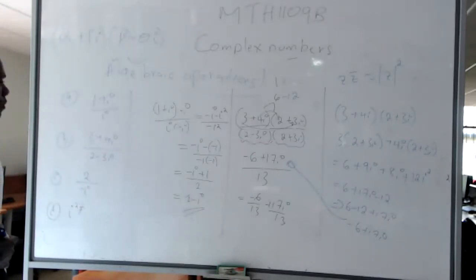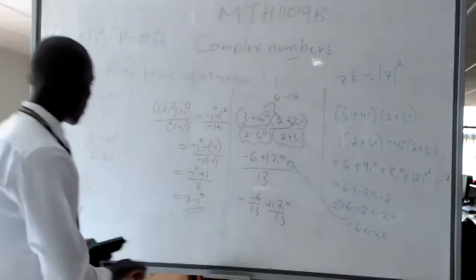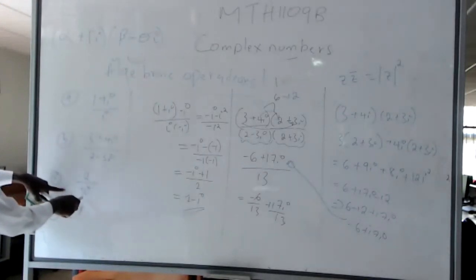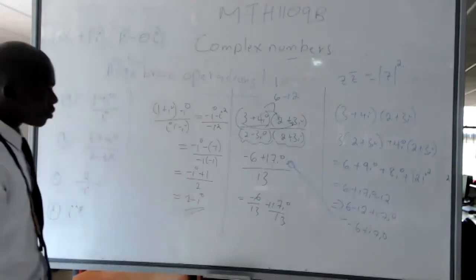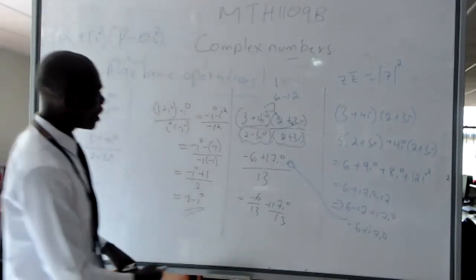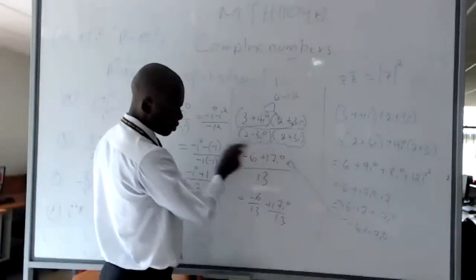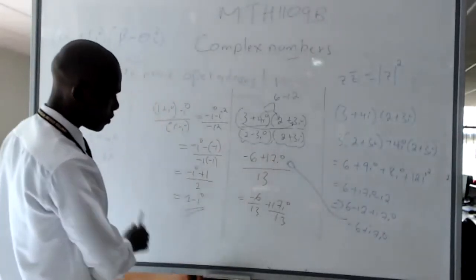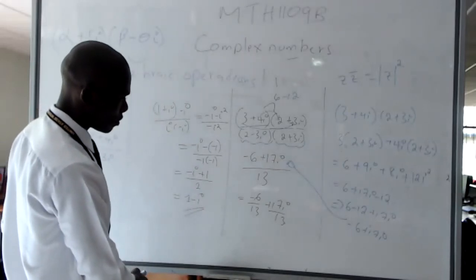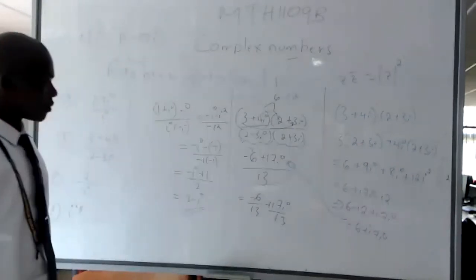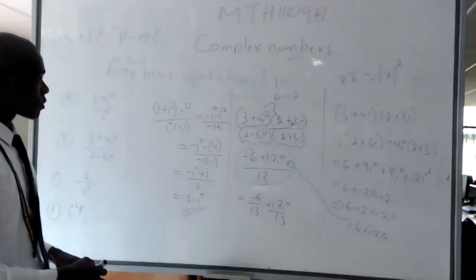So the other method. Okay, let's do the other method. But before you go to the other method, can you leave the answer at negative 6 plus 17i over 13? Yeah, you can leave your answers like that. It's okay. Oh, okay. Wait, so how come you didn't leave the 13 in a square root?